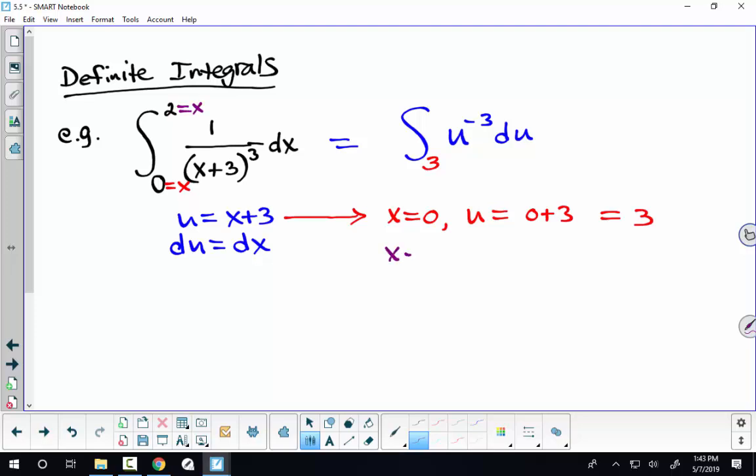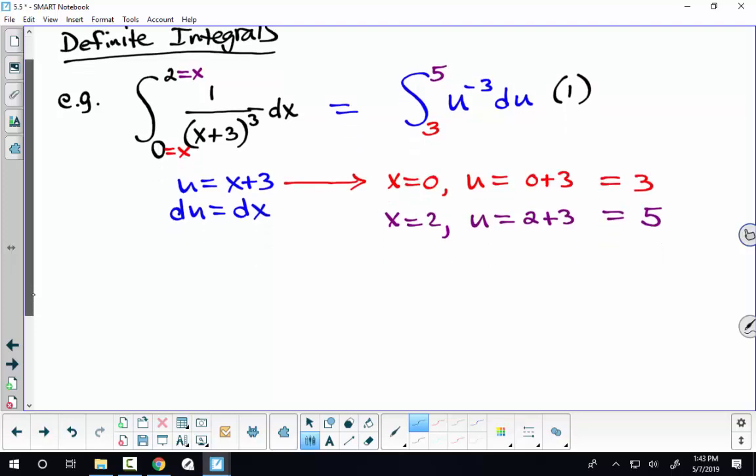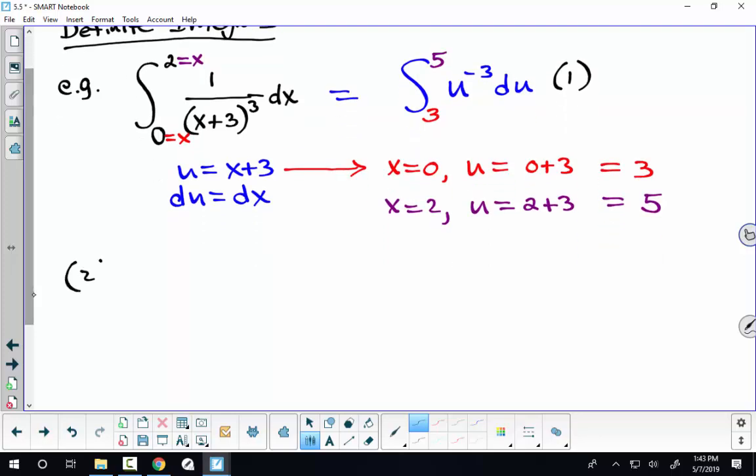And when x was the upper limit, when x is 2, u is equal to 2 plus 3, which is 5. So if we're going to stick with our integral in u, we have to use the bounds 3 to 5. So that's one option. Is this what you prefer? I don't have a preference. It's always easier to use your substitution because it's more simple than the original.